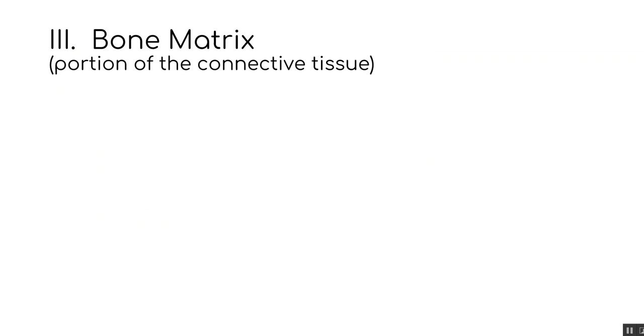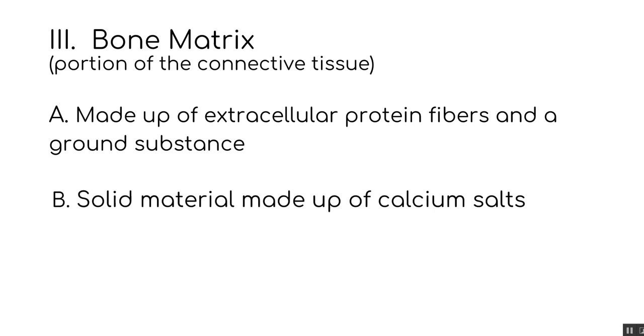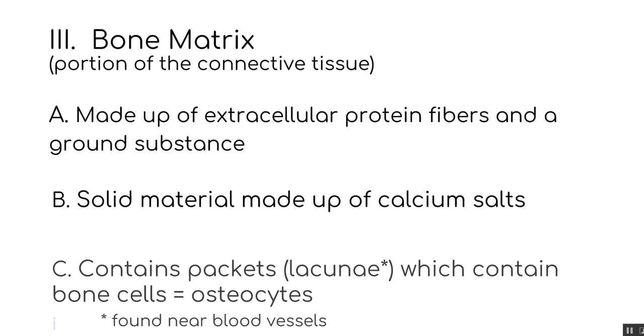Next one is matrix. Bone matrix. That's a portion of the connective tissue. Remember, bone is a connective tissue. It's made up of extracellular protein fibers and a ground substance. Solid material is made up of calcium salts and contains packaged liquid, which contain bone cells with the osteocytes. And those are found near blood vessels. So I'll show you a picture of this.